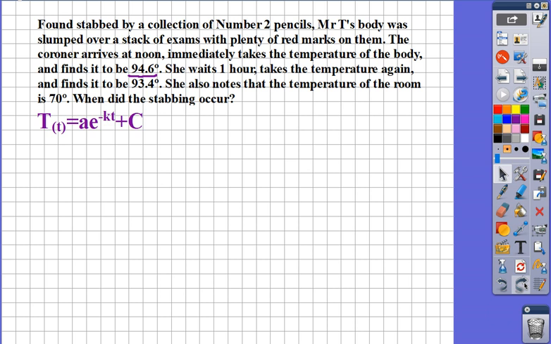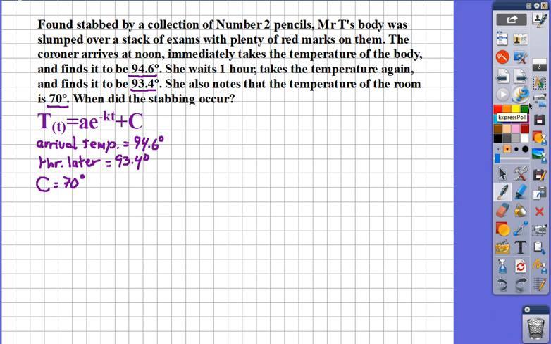When did the stabbing occur? So we have our equation there. What do we know so far? Well, we know that the arrival temperature was 94.6 degrees. We also know that an hour later, the temperature was 93.4 degrees. In addition, we know that the room temperature is 70 degrees. That's our ambient temperature.